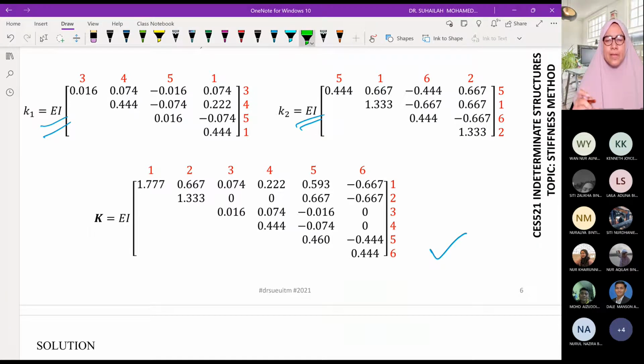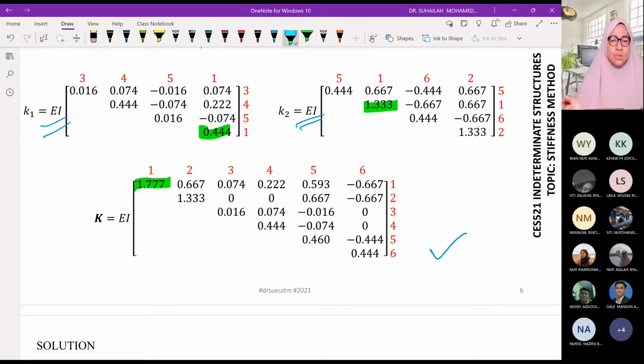For example, if you want to calculate the value at position 1,1, we find 1,1 in K1 and 1,1 in K2. Total these two, we get 1.777. You have to do it one by one. That's why the label is very, very important.